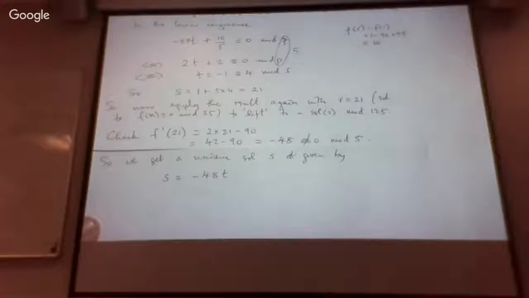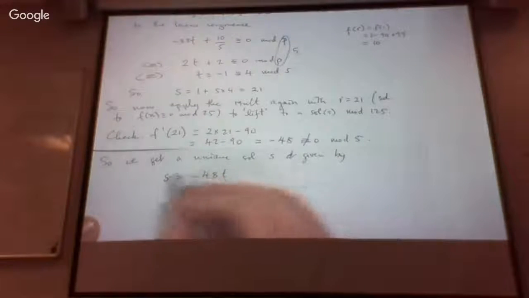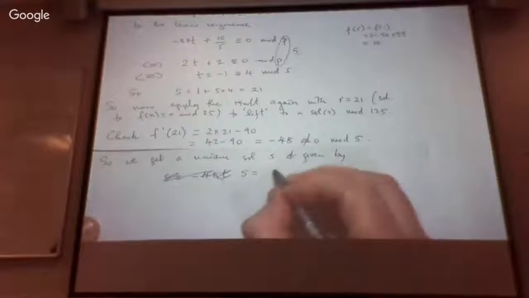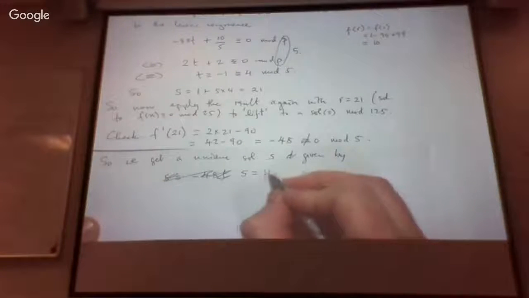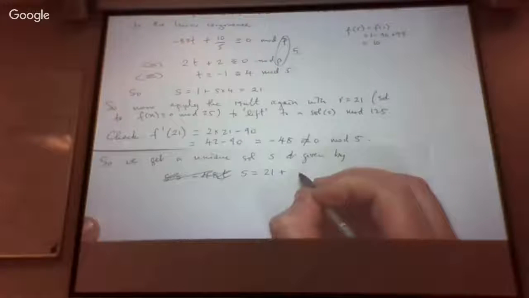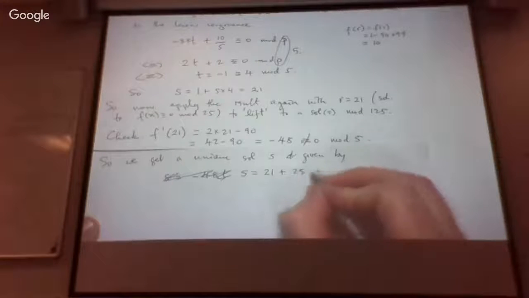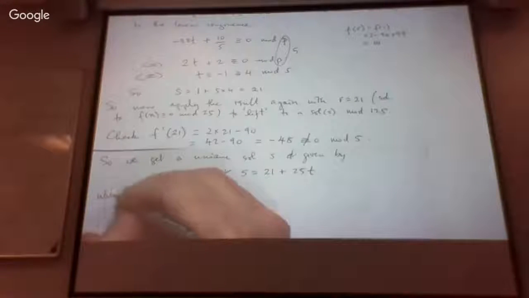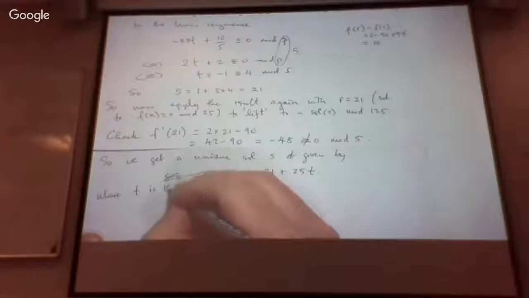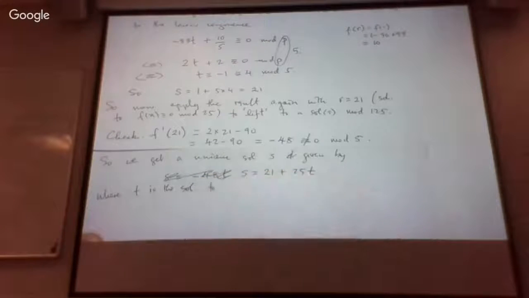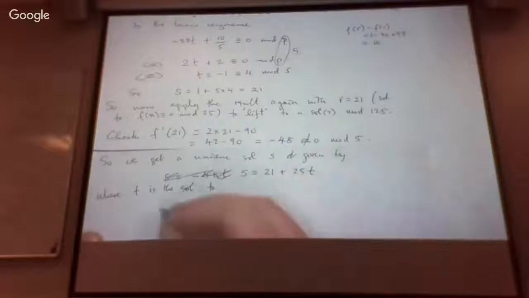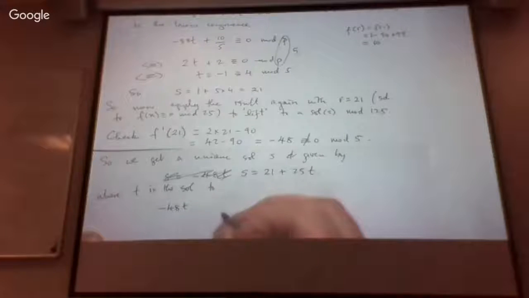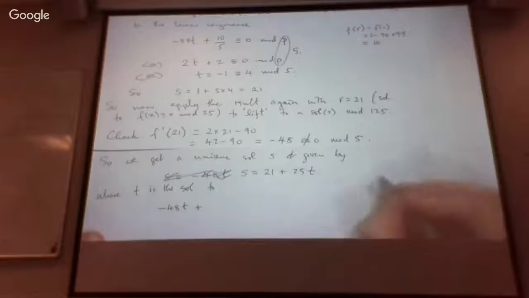Then the formula r, which is 21, plus 25 times t, where t is the solution to this one with f prime of r, which is minus 48 times t, plus f of r, so I need f of r here.